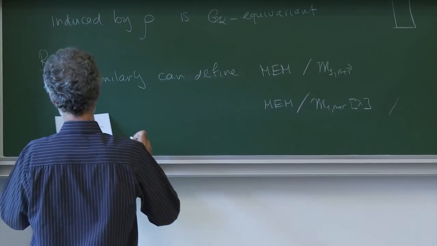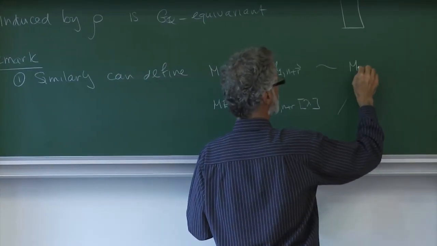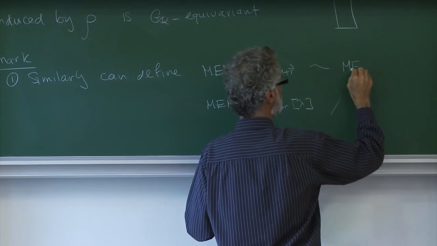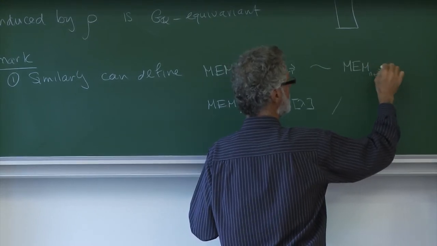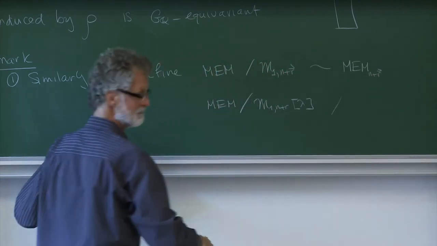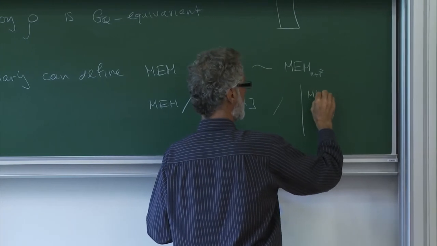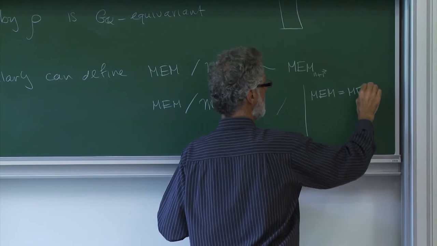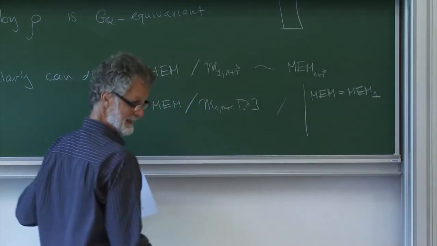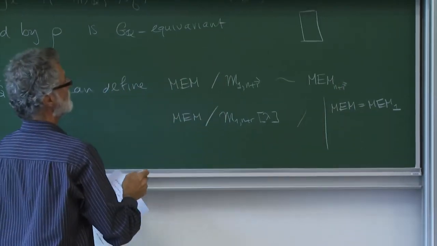And so this category I will denote by MEM_{N+R}. The main examples are going to be very simple. And so the category I'm calling MEM is really equal to MEM_{1,1}, right? That's the one I've been talking about, but you can do it with a tangent vector.